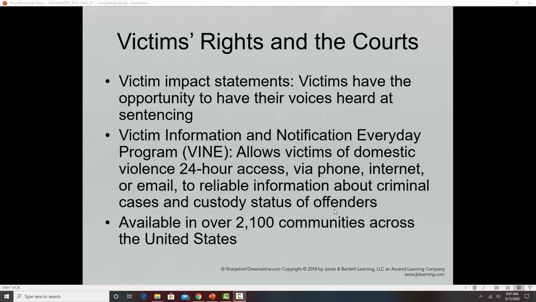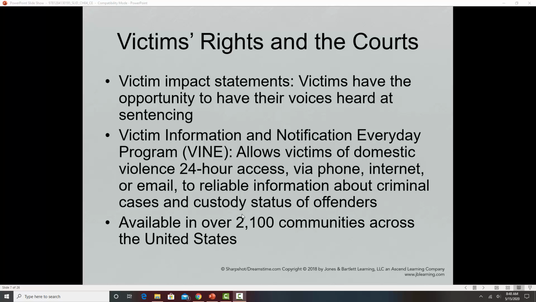Victim rights and the courts. One of the biggest changes that we've seen is the right for victim impact statements. This is giving the victim the opportunity to have their voices heard at the sentencing stage of the trial process. This really started in the mid-1970s, and by the end of the 1990s, 49 states allowed victim impact statements. Now, victim impact statements can be read by attorneys. It depends on the state and the court. They can be read by attorneys, family members, the actual victim.